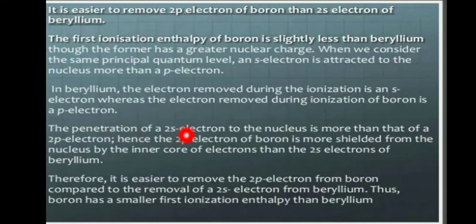The penetration of a 2s electron to the nucleus is more than that of a 2p electron. Hence, the 2p electron of boron is more shielded from the nucleus by the inner core of electrons than the 2s electron of beryllium. Therefore, it is easier to remove the 2p electron from boron compared to the removal of a 2s electron from beryllium. Thus, boron has a smaller first ionization enthalpy than beryllium.